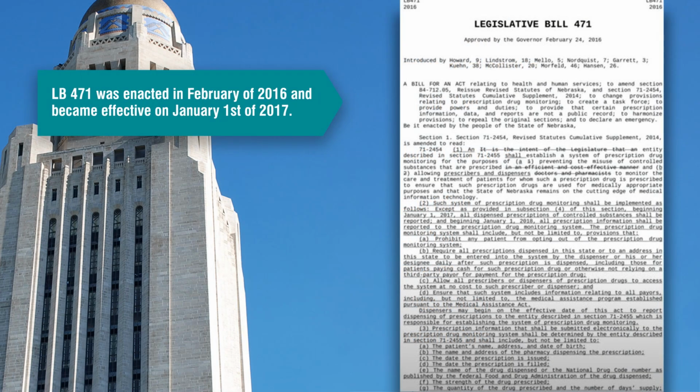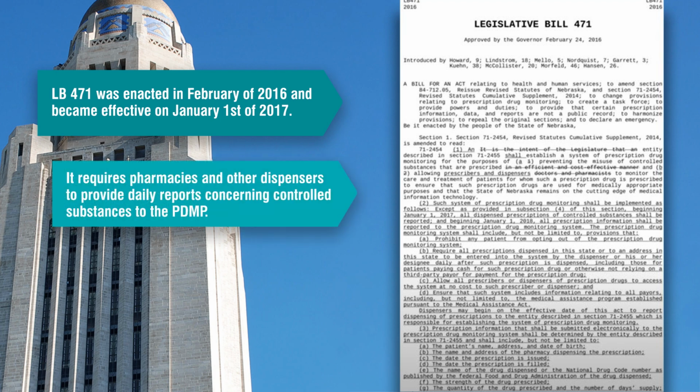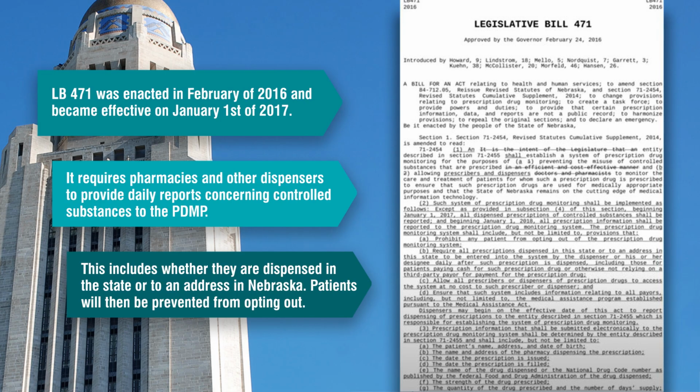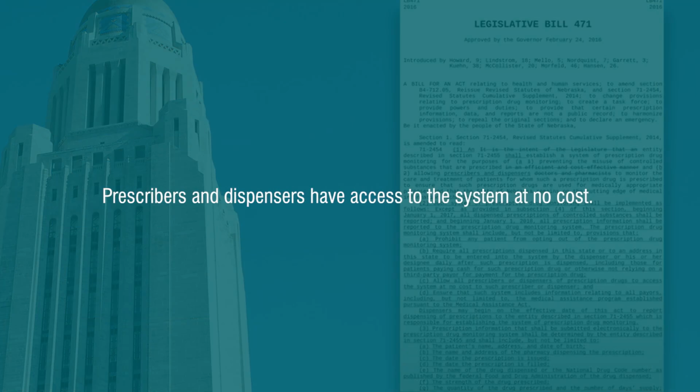LB 471 was enacted in February of 2016 and became effective on January 1st of 2017. It requires pharmacies and other dispensers to provide daily reports of all dispensed controlled substances to the PDMP. This includes whether they are dispensed in the state or to an address in Nebraska. Patients are prevented from opting out or having their prescription information blocked in the PDMP, as they could in the Health Information Exchange. Prescribers and dispensers have access to the system at no cost.